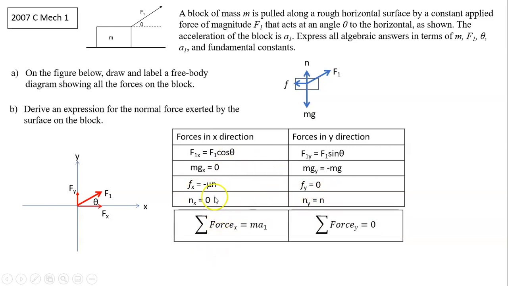We know when we add all the x forces together, that should give us the net force that gives us the acceleration in the x direction, which is a1. And all the forces in the y direction should cancel out. So since all the y forces cancel out, we have F1 sine theta minus mg plus N equals 0. From that expression, you can get N equals mg minus F1 sine theta.